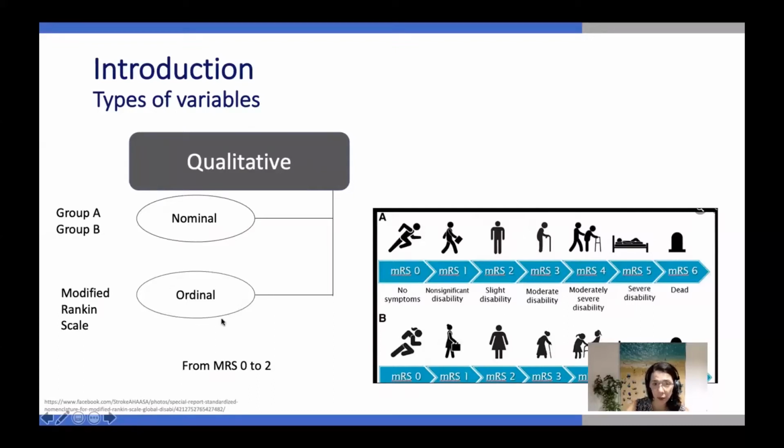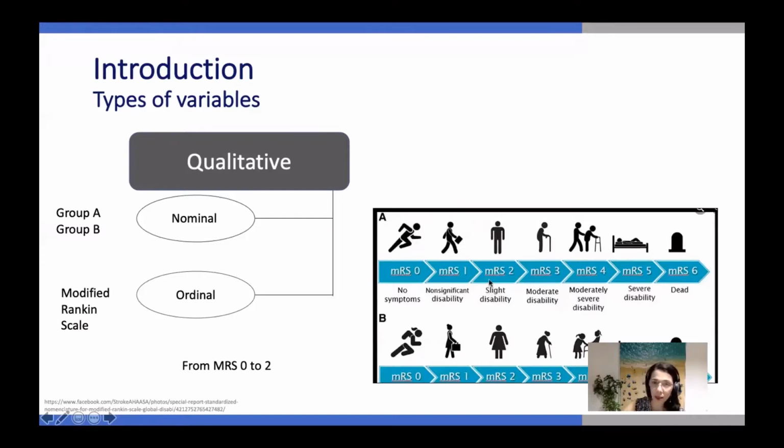On the other hand, for an ordinal variable, we can show the modified Rankin scale. So this is a scale of disability and is often used in stroke studies. And a modified Rankin scale, or mRS, of 0 means that the person has no symptoms. Then with increasing scores, the disability gets progressively worse. And with an mRS of 6, the person is dead.